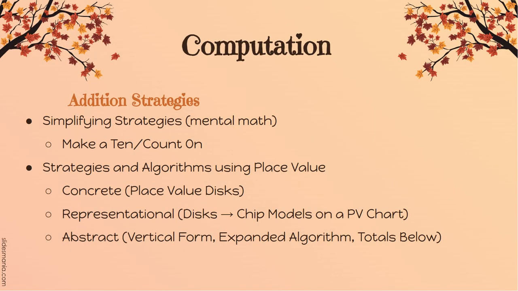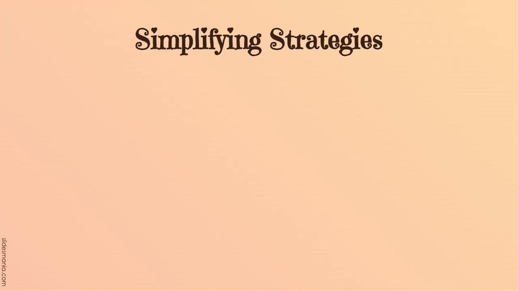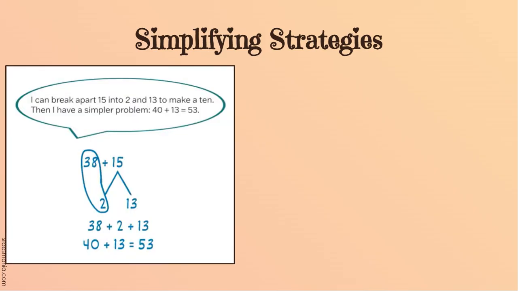We have some addition strategies, and we have some subtraction strategies. The addition strategies start with simplifying strategies. Strategies where I can manipulate the numbers and make it a problem easy enough to solve in my head, mental math. And then it has strategies and algorithms based on place value. Those strategies and algorithms based on place value go through the concrete, representational, abstract cycle, as we'll go over and talk about. Let's start with simplifying strategies.